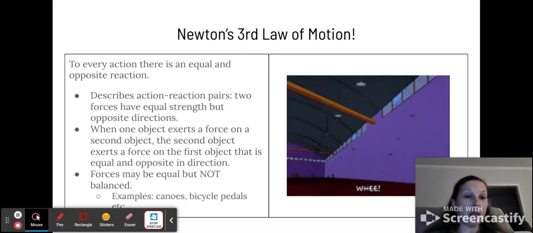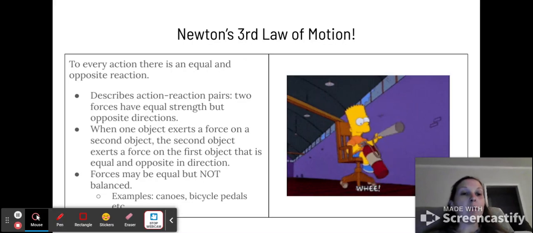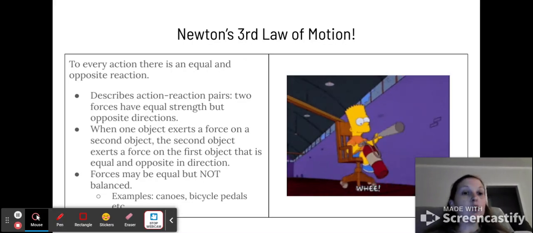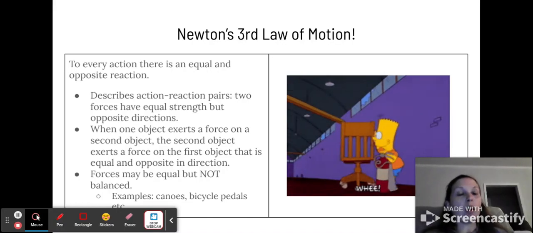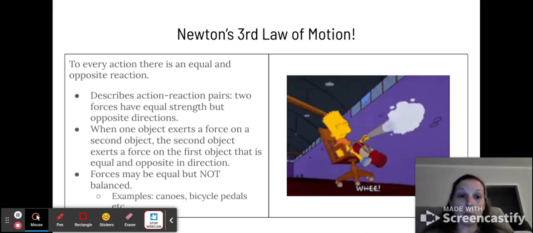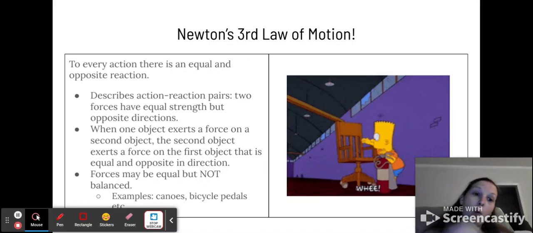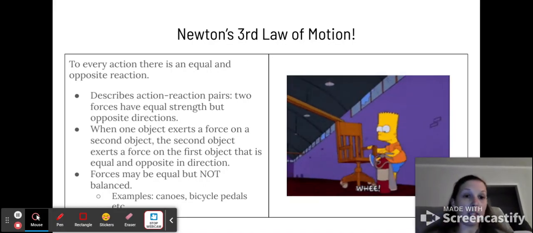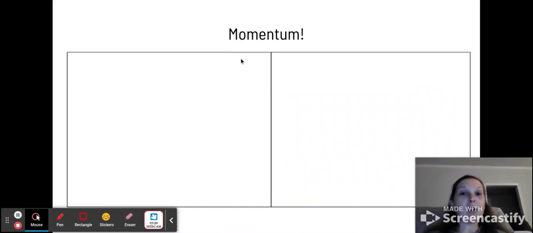So if you've ever been in a canoe or a kayak, you would know this. When you paddle, you're applying a force to the water. The water is actually applying a force back. You just happen to be applying more of a force, which is what allows you to propel in the direction that you're trying to go. And that's all due to momentum.